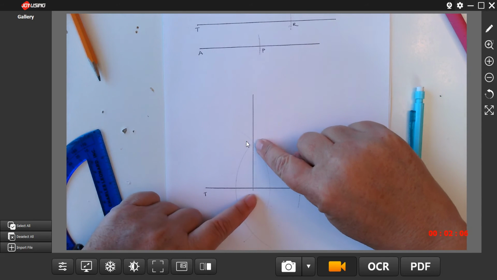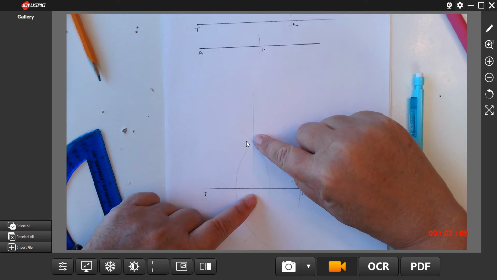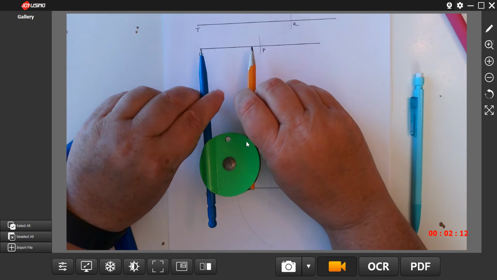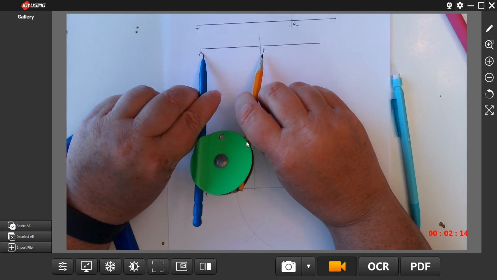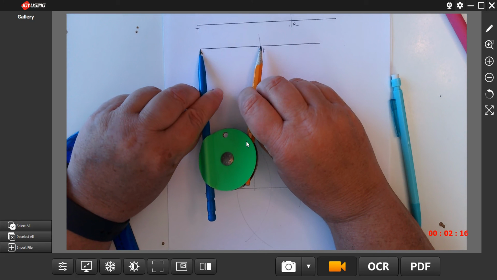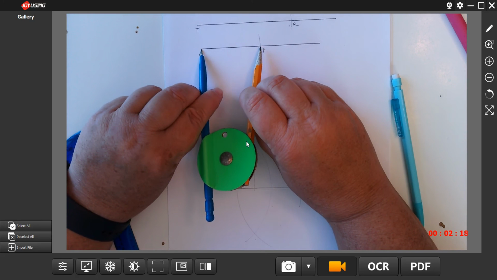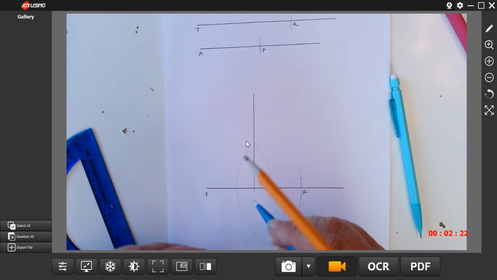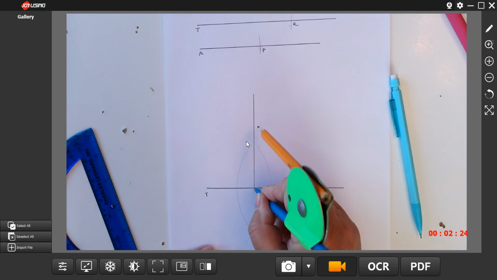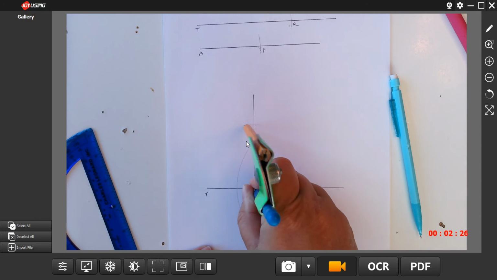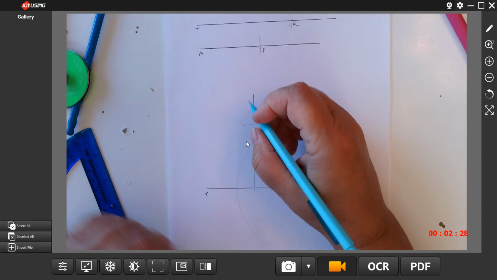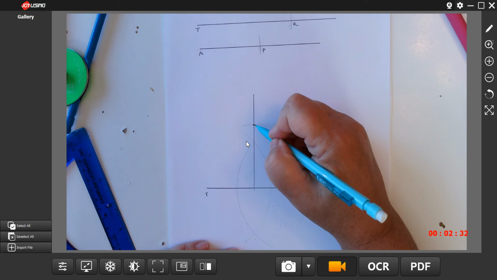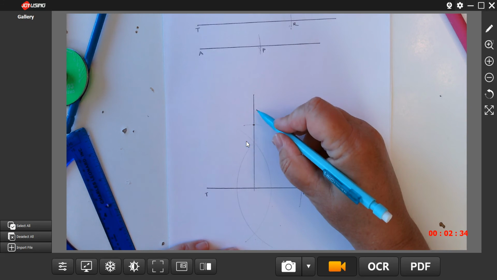They want this next line to be AP apart from TR. So first thing I'm going to do is copy the length of AP. Okay, so I'm going to go ahead and mark this is where AP would be. So this point right here is going to be the vertex of the angle that I'm going to copy.